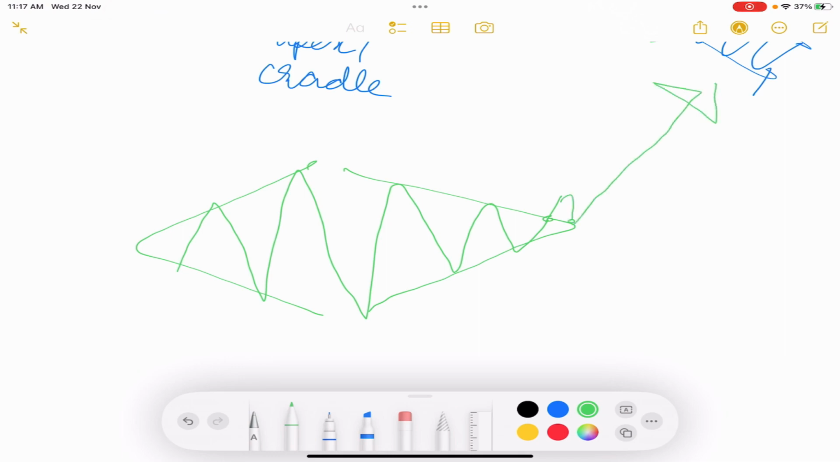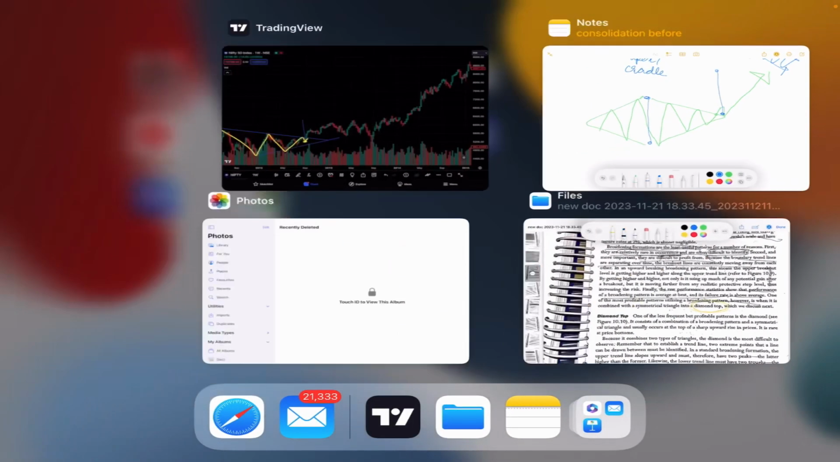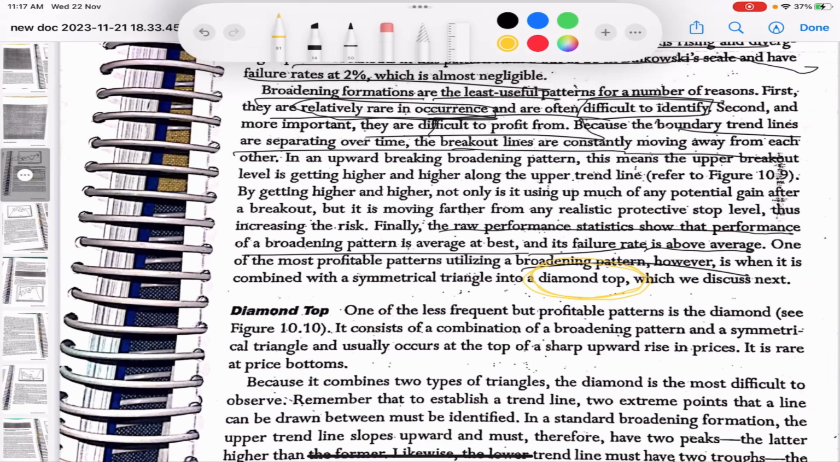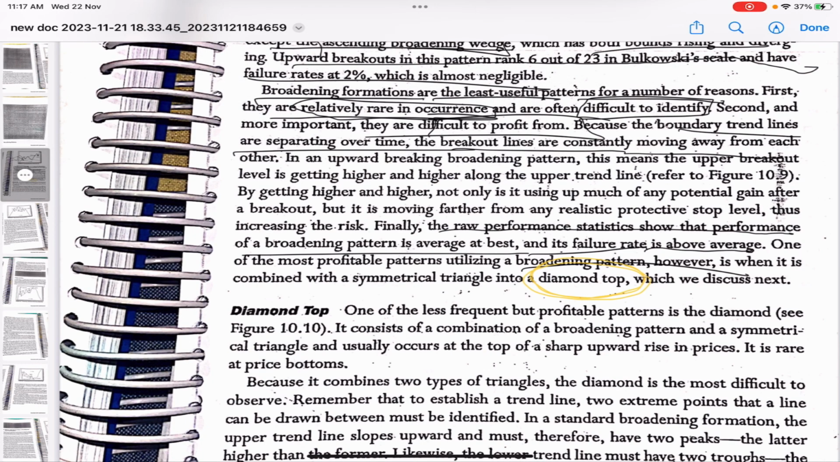And how to measure the target? You measure from this point to this point, how much this is, and that much only from here you can expect the target to be. This is the diamond pattern, and this is one of the widening patterns, and I really like it because it forms really rarely, and whenever it forms it always gives you good accuracy.